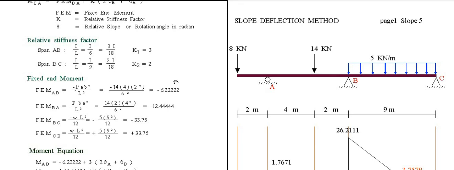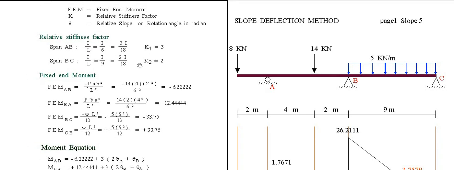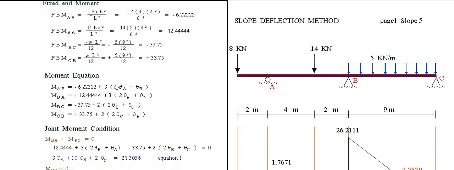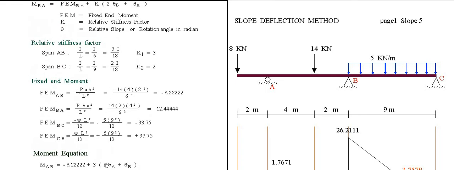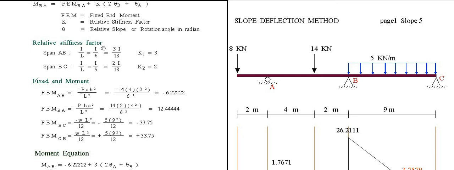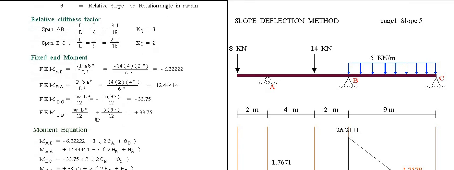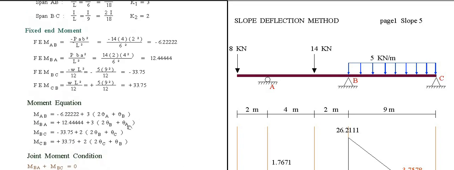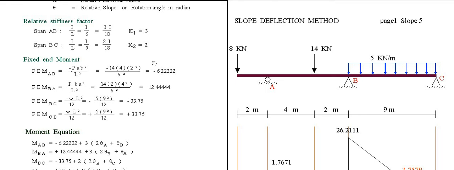Okay. Now we have to follow this heading, 4 headings, 1, 2, 3, 4. Okay, the first one is relative stiffness factor, fixed end moment, the moment equation, then joint moment condition. We have to follow this in order to solve this slope deflection. The next heading is fixed end moment.